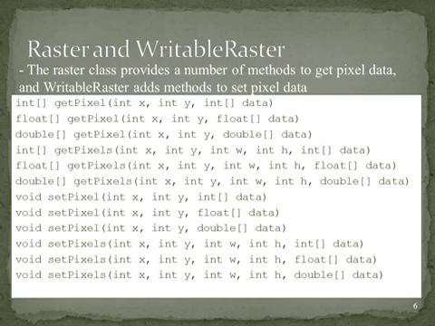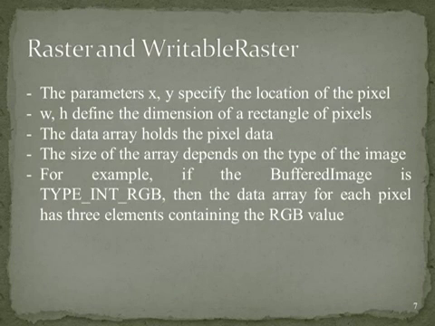For example, if the buffered image is type int RGB, then the data array for each pixel has 3 elements containing the RGB values. So as I said before, x, y is the location, w, h the dimension of a rectangle of pixels, and we have the size of the array. If the buffered image is RGB, then the size of the array will be 3, containing the RGB value.